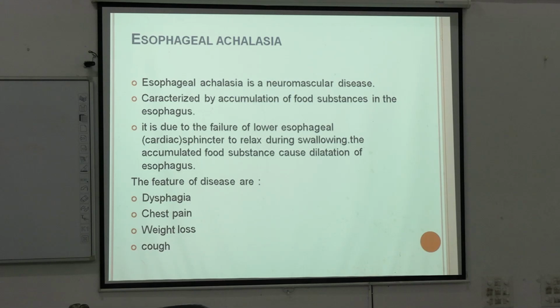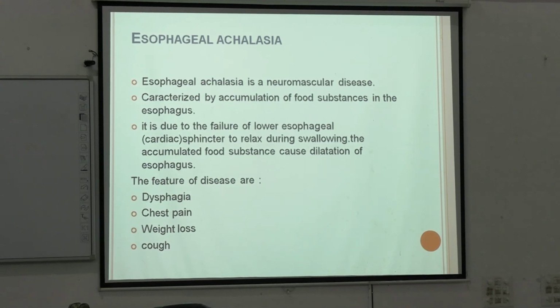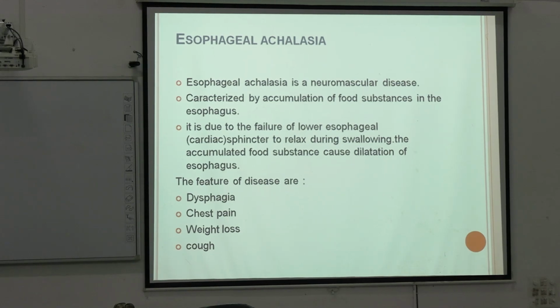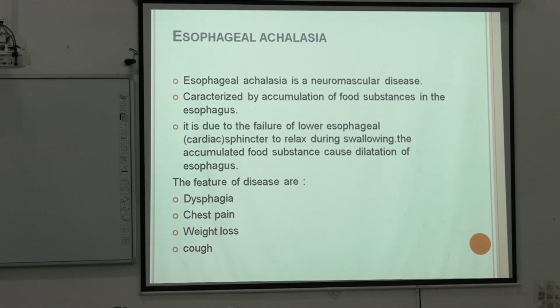Next. Now, esophageal achalasia. Esophageal achalasia is a neuromuscular disease characterized by accumulation of food substance in the esophagus. It is due to the failure of the lower esophageal or cardiac sphincter to relax during swallowing. The accumulated food substance causes dilatation of the esophagus. The features of the disease are dysphagia, chest pain, weight loss, and cough.